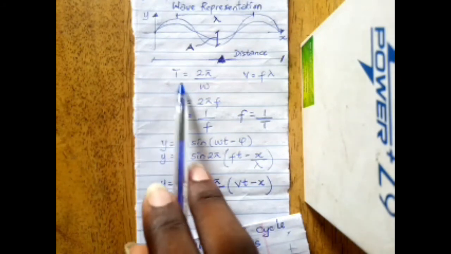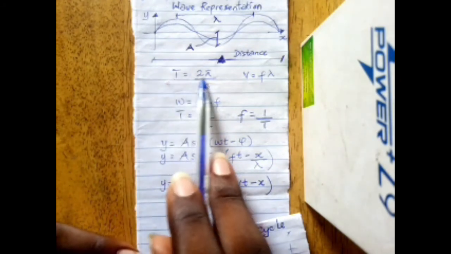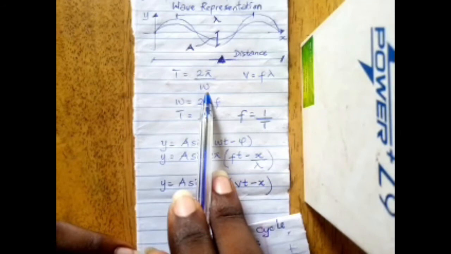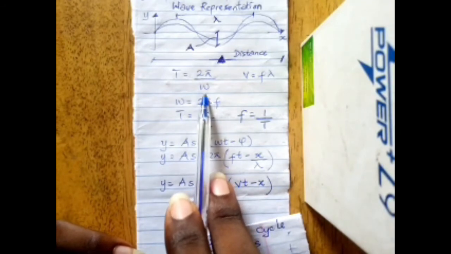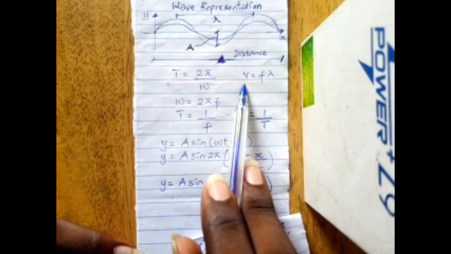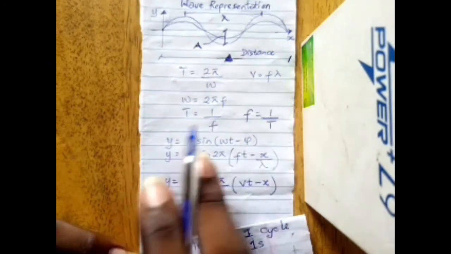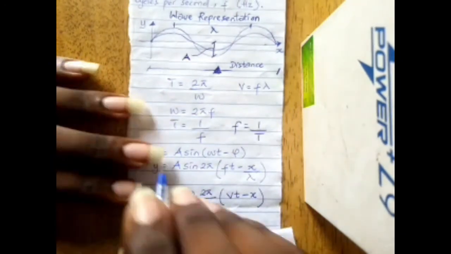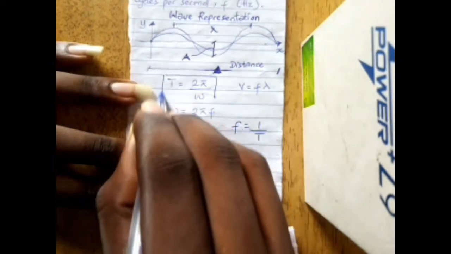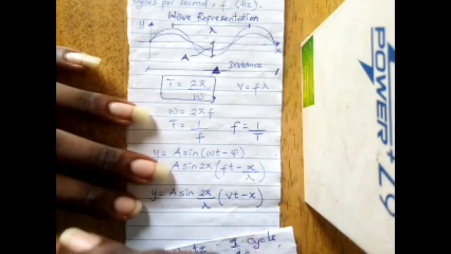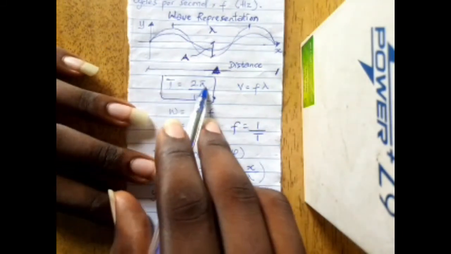We have period, and the period is equal to 2 pi over W. W here is the angular velocity. You have another formula, V equals F lambda. And these are formulas we're going to be using when solving. So I want us to master them. The period is equal to 2 pi over W.